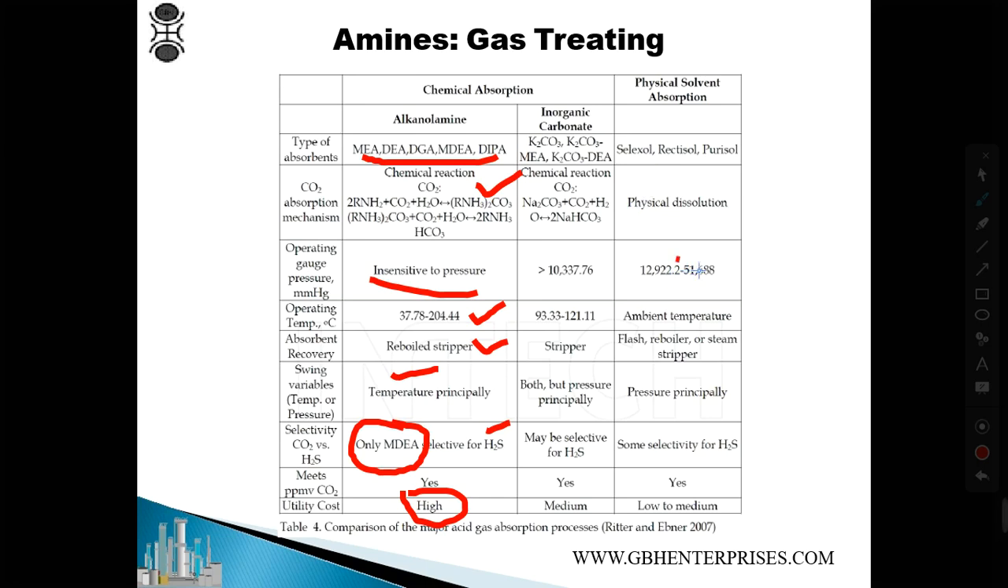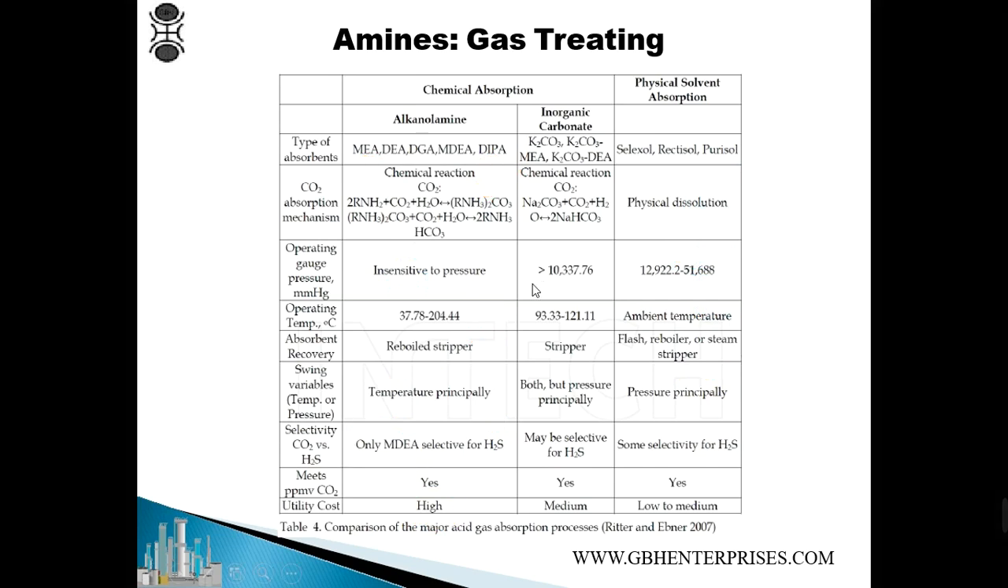Again, in physical absorption the pressure matters, and it is mostly pressure based, unlike the amine base. Amines mostly use temperature to do the chemical reaction. Here it is based on the physical reaction and so on.